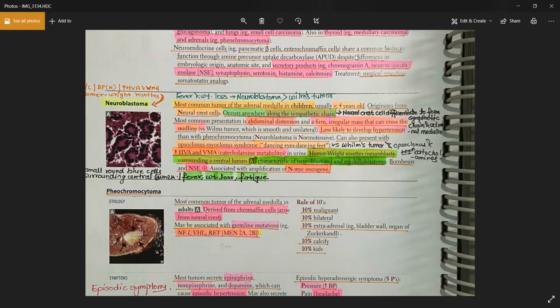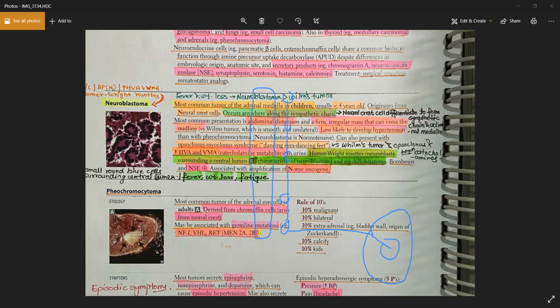Remember, you have the vertebrae, and along the vertebral side you will have the sympathetic chain, right? And finally, the sympathetic chain is connected by some neurons to the adrenal glands, right? The medulla part of the adrenal gland. So all of the sympathetic chain along with this adrenal medulla is made up of neural crest cells.